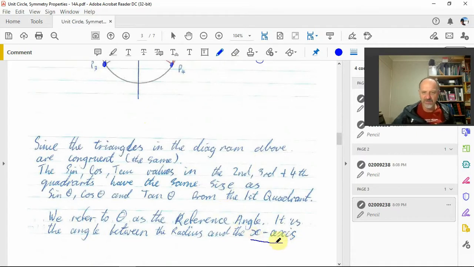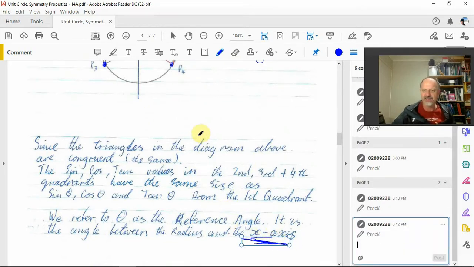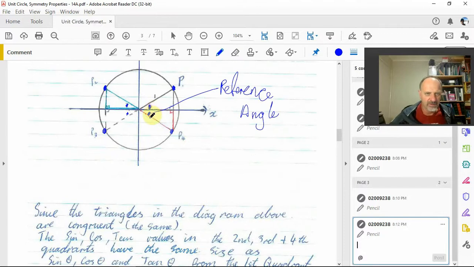So always remember, it's always back to the x-axis, this angle that we're drawing, right? So we're always doing this angle in here. Never this one up here or this one up here. Always this one down in here between the x-axis and the radius.